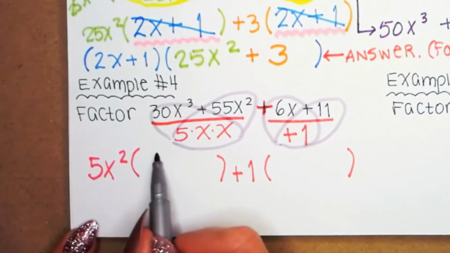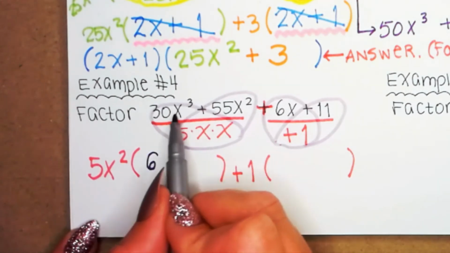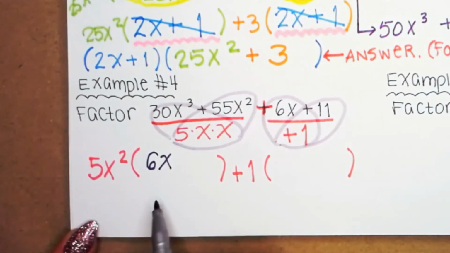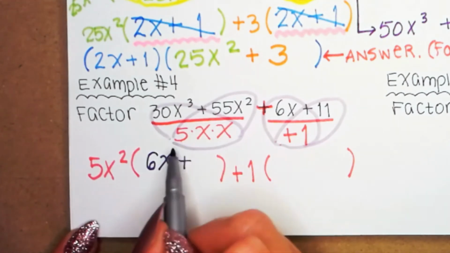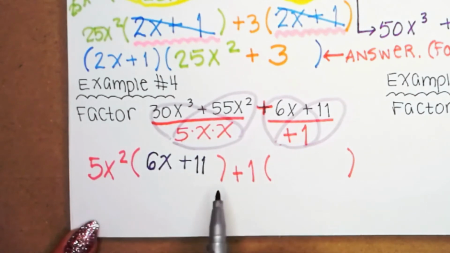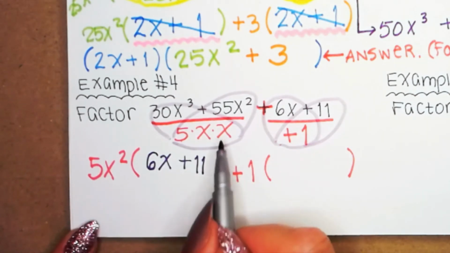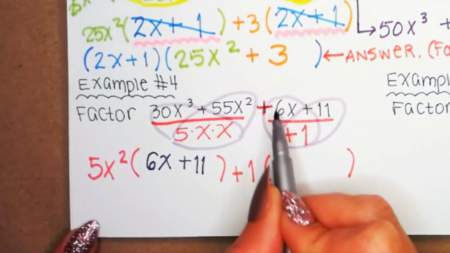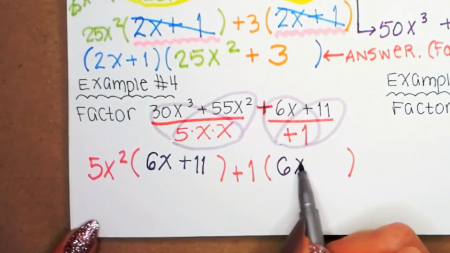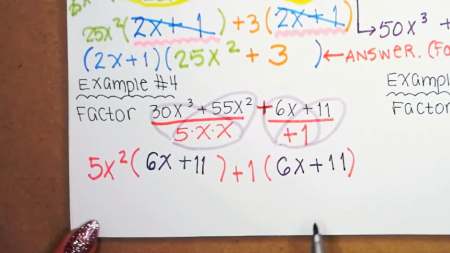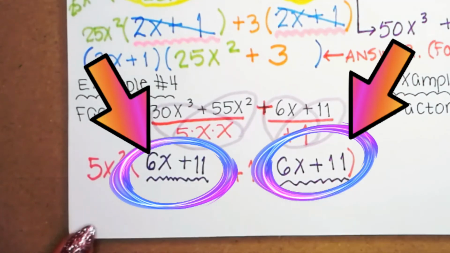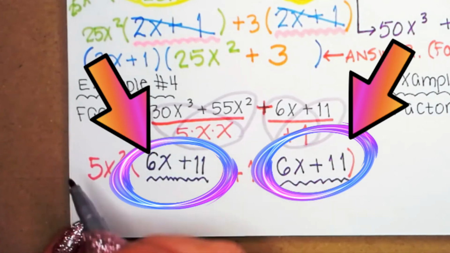30 divided by 5 is 6. X to the third divided by x to the second, x. Plus is still plus. 55 divided by 5, 11. X to the second divided by x to the second reduces down to 1. No x's left here. 6x divided by 1 is 6x, and 11 divided by 1 is 11. These match. 6x plus 11. That's my super common factor.